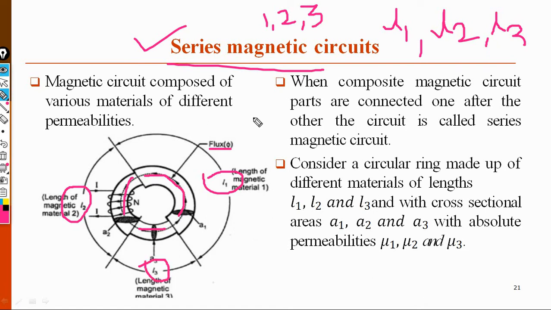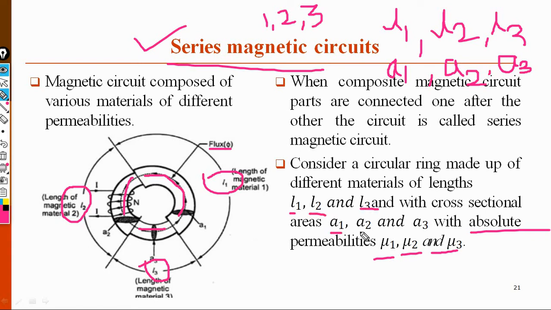Then the cross sectional area of circular ring 1 is A1, the cross sectional area of circular ring 2 is A2, and the cross sectional area of circular ring 3 is A3. These parameters, length and cross sectional area, also depend on absolute permeability, that is mu1, mu2 and mu3. That means the important parameters in a series magnetic circuit are L1, L2 and L3.